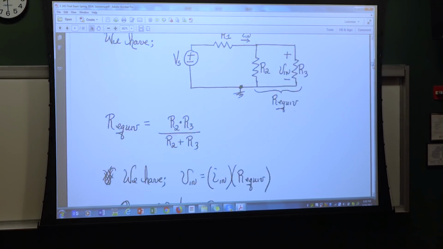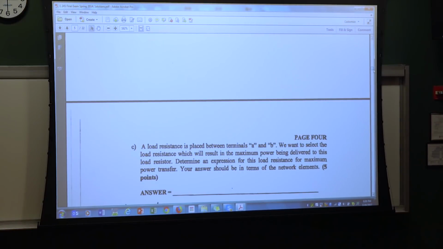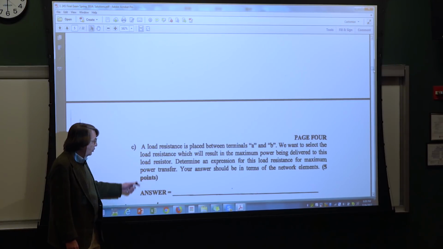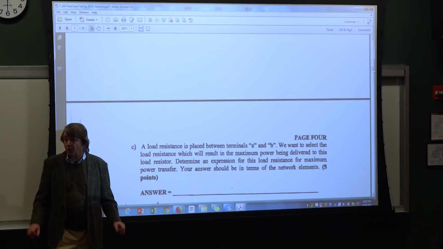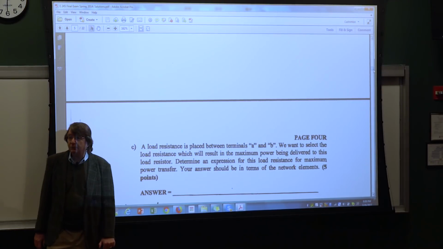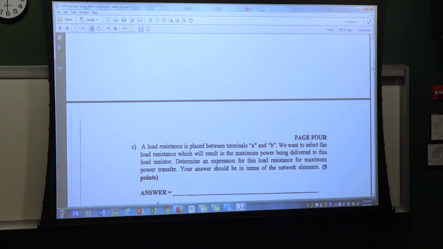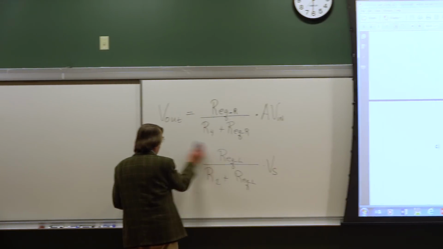All right, now the next part is a Thevenin problem. My colleagues, I hope you know it's Thevenin, just from the way it's worded. We have a load resistance. You want to select the load resistance to have maximum power. Those are the key words. Determine an expression for the load resistance to have maximum power. My colleagues, as you're writing that down, I'll erase this on the board here.